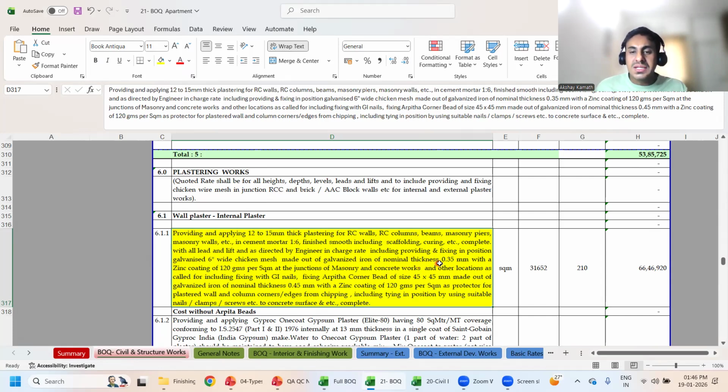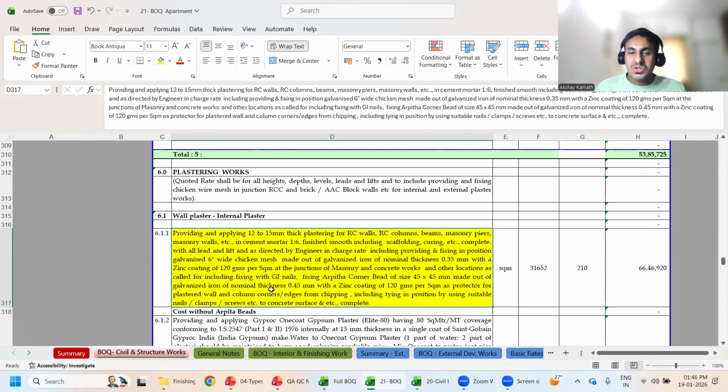Galvanized iron of nominal thickness 0.35 mm. Zinc coating they have written here. And also he has written here fixing of expanded metal corner bead. I explained to you about the corner bead, no? That is 50 mm by 50 mm. Here they have mentioned 45 by 45, so you can use 45 by 45.